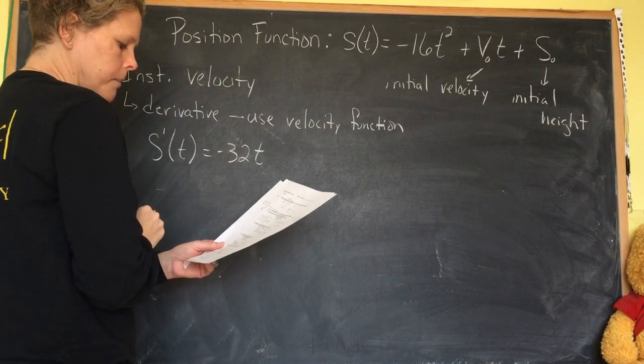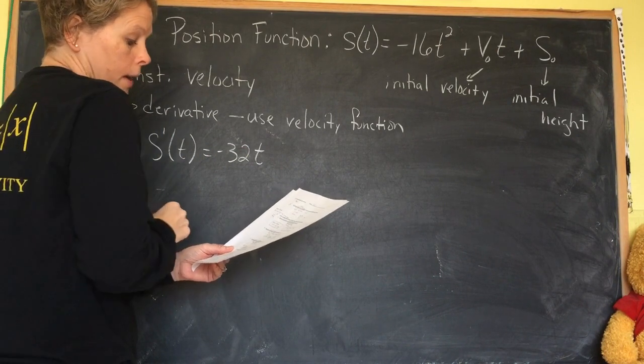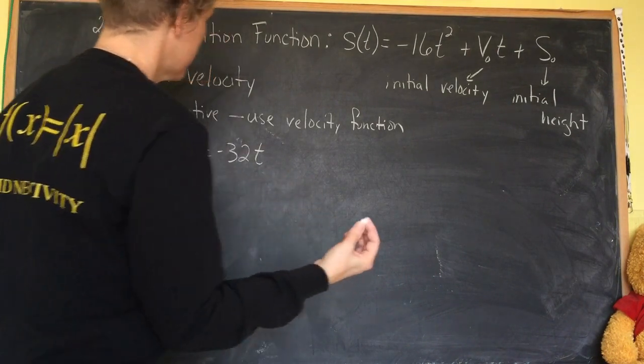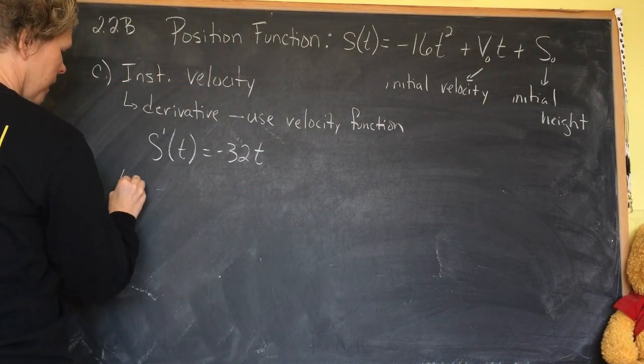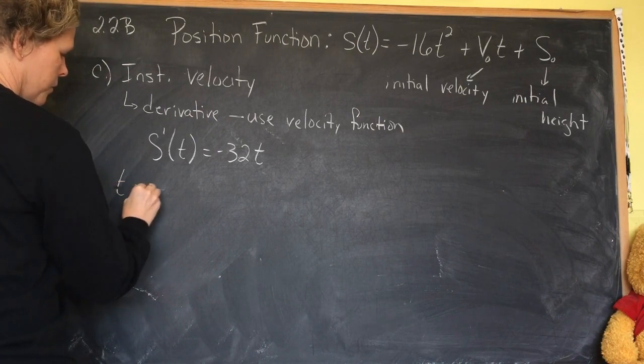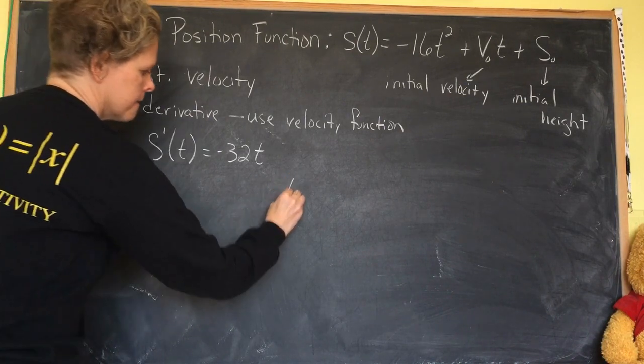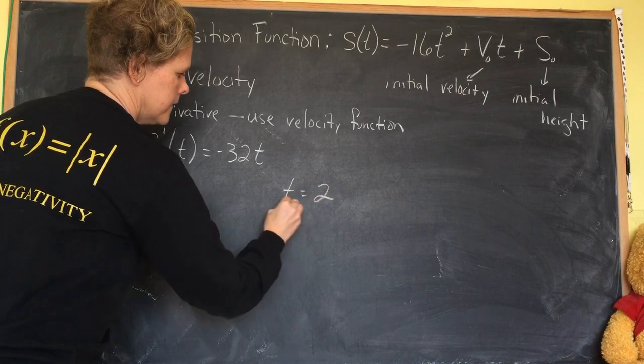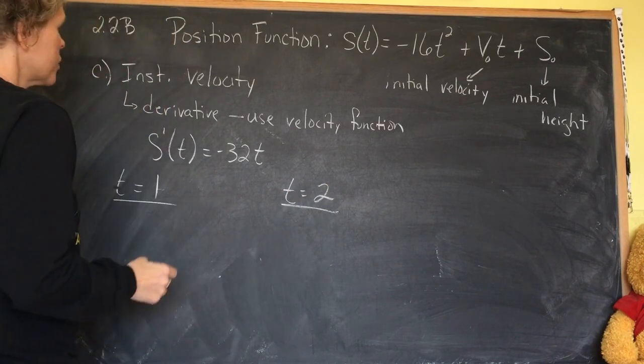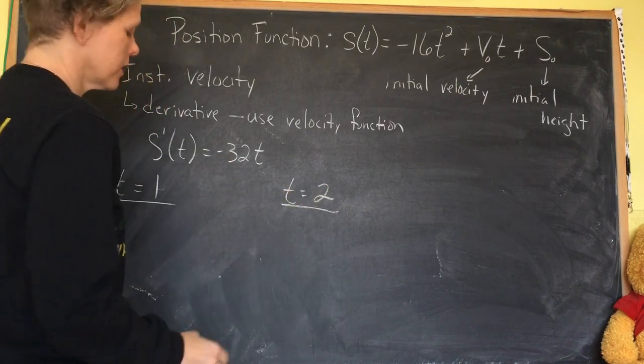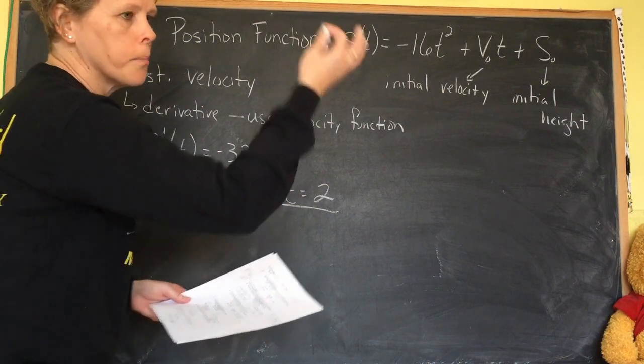But now I want it in between when t is 1 and when t is 2. So it's really just 2 separate problems. Let's find it when t equals 1 and when t equals 2. So in part B, when it was the average velocity, you're just finding the slope between the two.